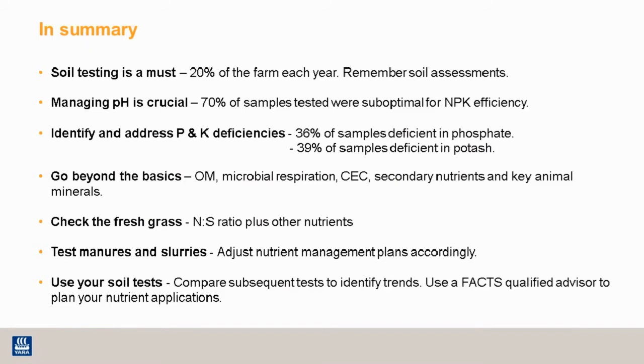Don't forget you can test the grass, particularly look at that nitrogen-sulfur ratio, and remember that target of 12:1. Also manures, slurries, any other waste brought into farm, again, if you measure these, you can manage them far more effectively. And finally, please use test results. Use those soil analysis results. Don't just stick them in a drawer, and compare them from year to year. Are your soil fertility levels rising, or are they in decline?